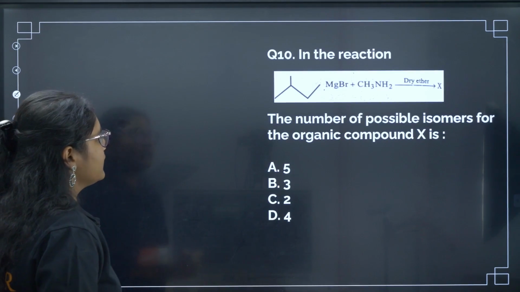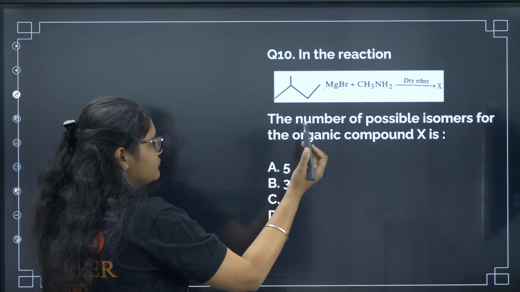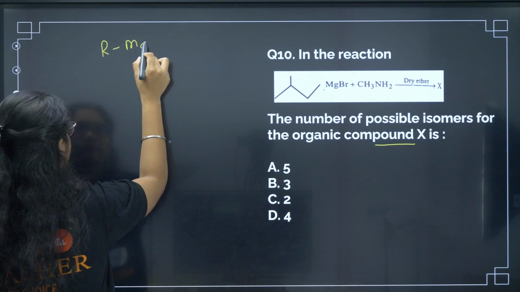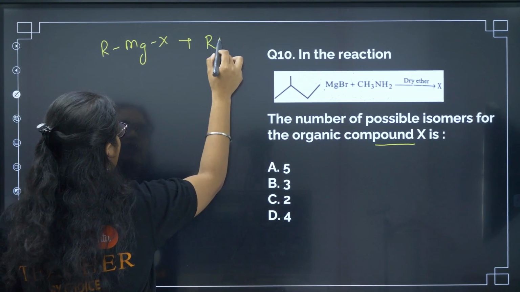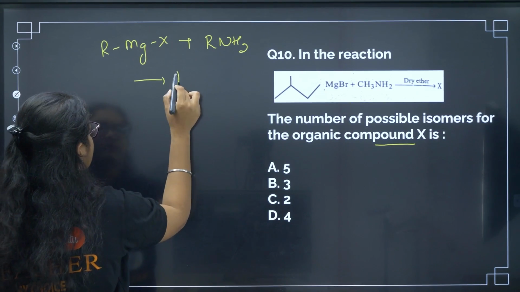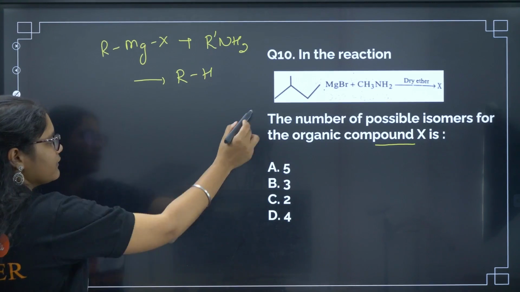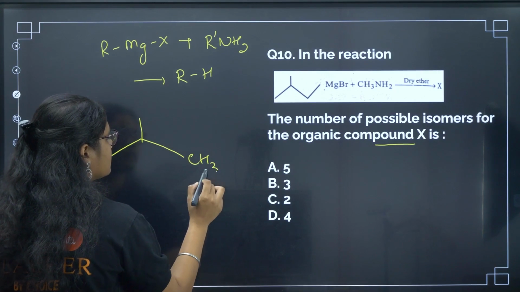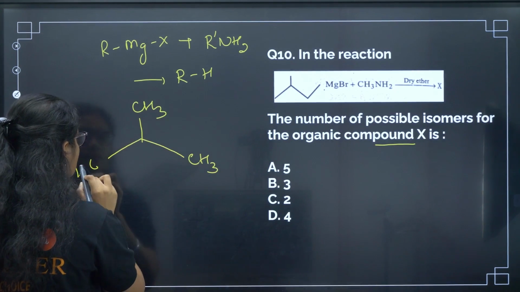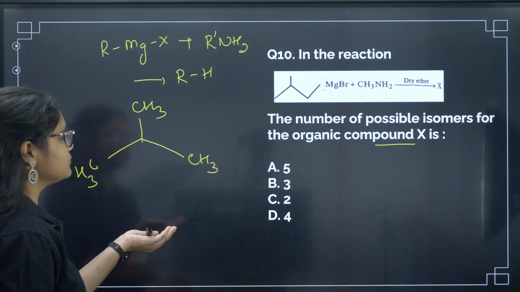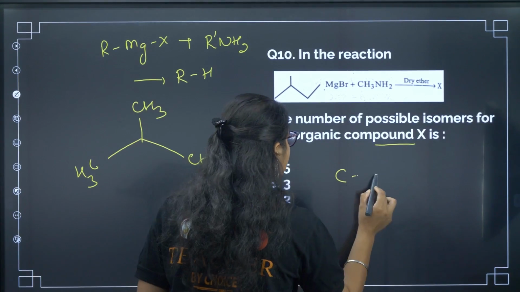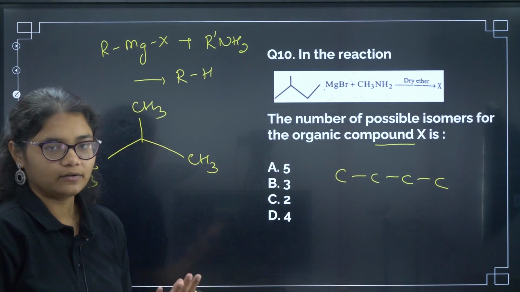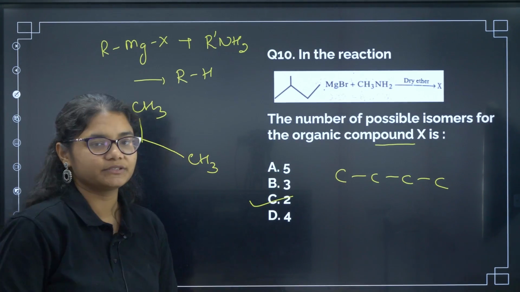Next. In the reaction, this one, first you have to find the product and then how many isomers are possible. So first of all, we should know that if we have RMgX plus RNH2, the product formed is RH. Okay. So what I will get, this one will be getting converted to RH. Now how many isomers can we have for this compound? Another isomer that we can have is your linear chain and another is your branched chain. These are the isomers of butane. Okay. So the correct answer for this question will be option number C.